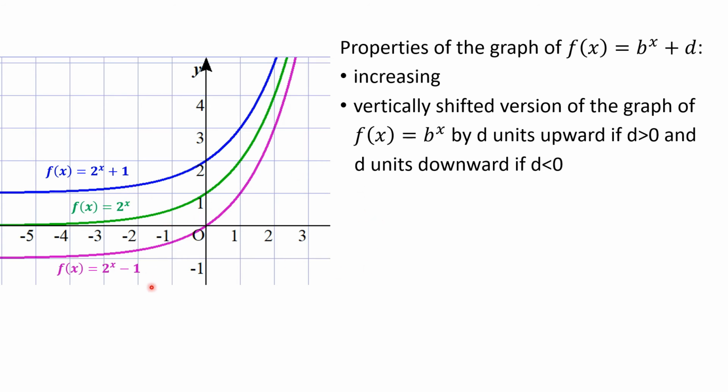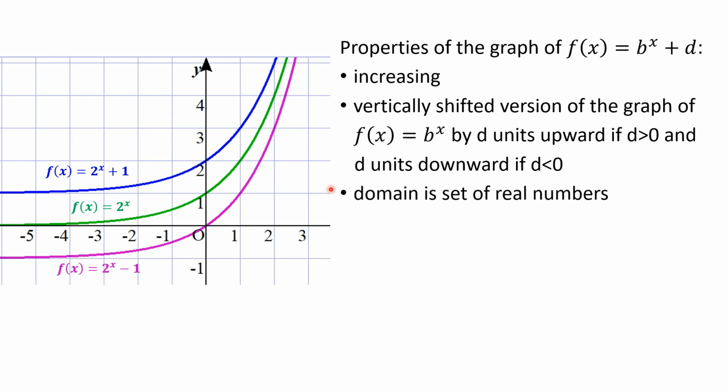And then since the value of d here is negative 1, then from green, we'll move each of the points 1 unit downward. So from 0, 1, it becomes 0, 0. From 1, 2, it becomes 1, 1. So that is one of the properties if d changes.